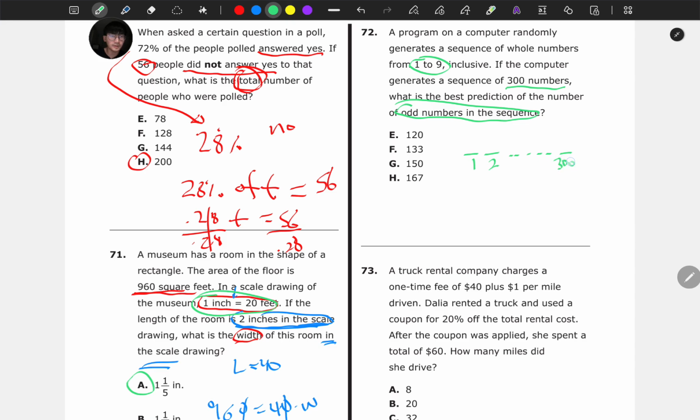Okay, and they're asking you to make the best prediction of the number of odd numbers. There's probably probability involved, right? There is, okay, of odd numbers in the sequence. Okay, so there's a total of 300 on the bottom, and odd numbers from 1 to 9 is 1, 3, 5, 7, 9. Okay, and the even numbers in that list are 2, 4, 6, 8.